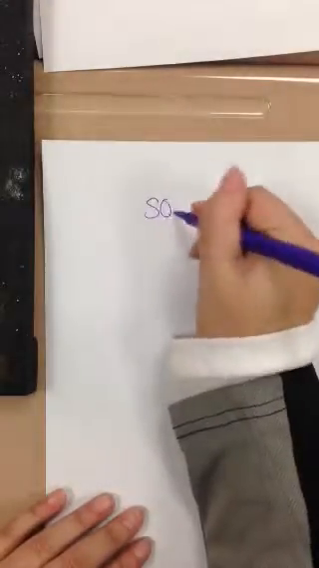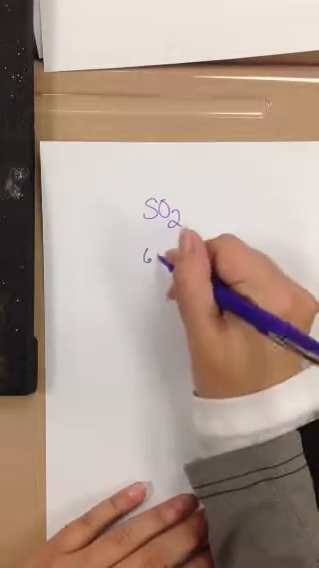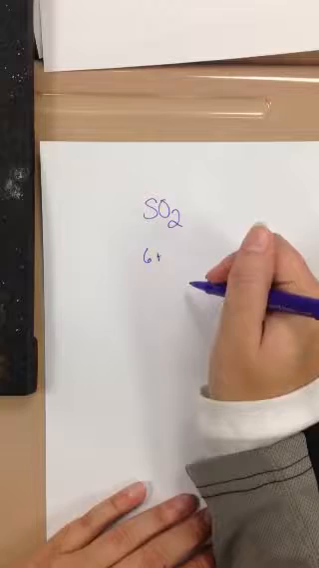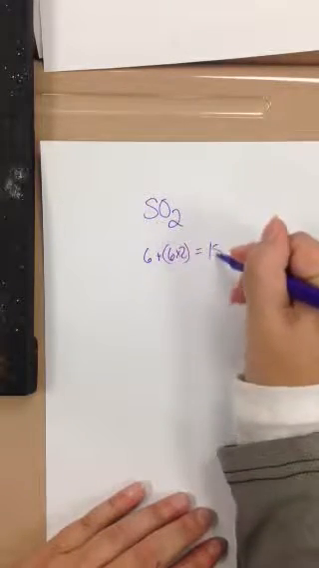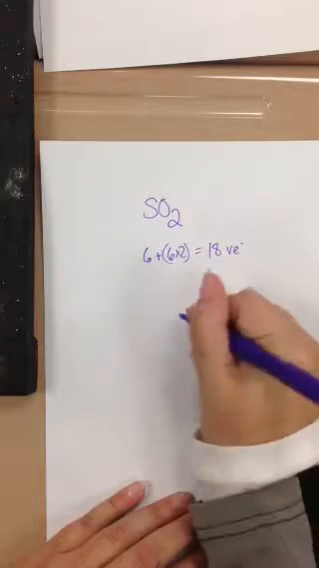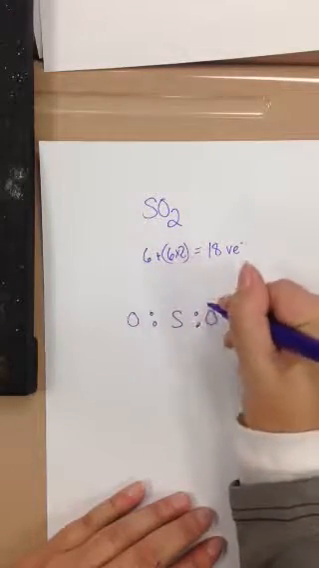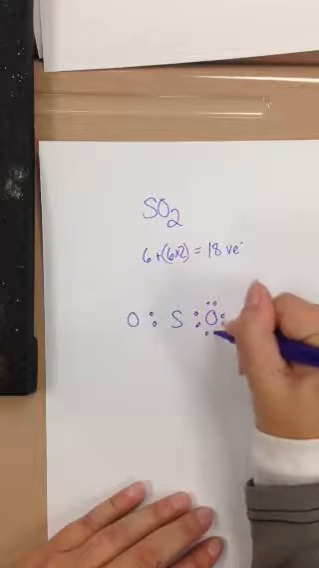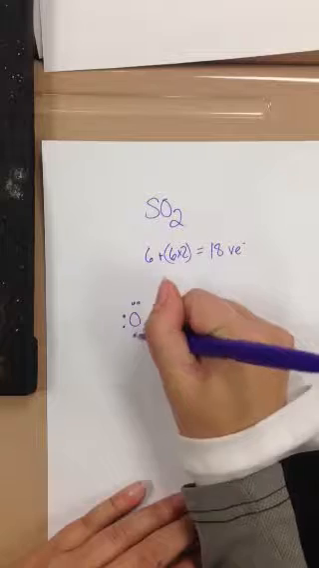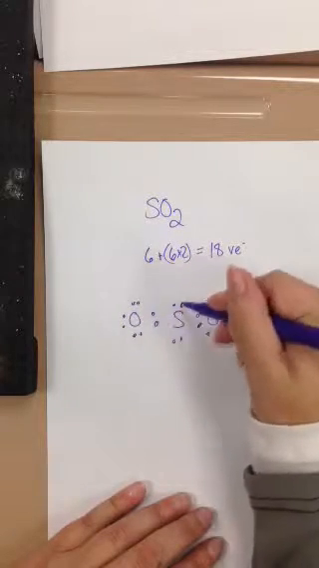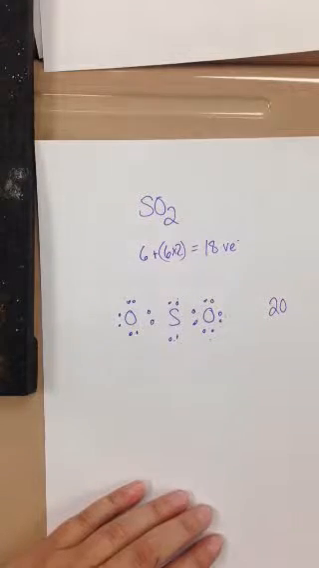Let's try SO2, okay? How many valence electrons does sulfur have? 6. Oxygen is 6 times 2, so that comes up to 18 valence electrons. Put sulfur in the middle, put oxygen on both sides. We're going to make sure everybody has 8. And when I count 2, 4, 6, 8, 10, 12, 14, 16, 18, 20, oh man, that can't work.